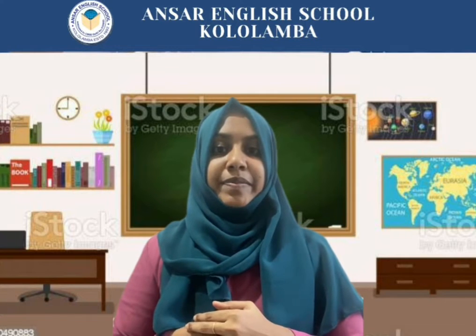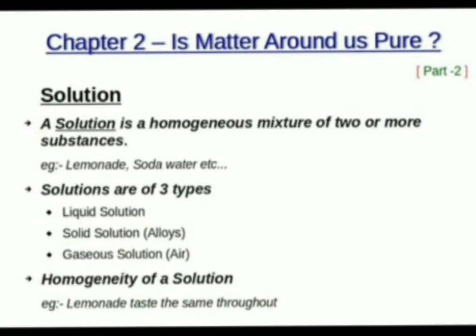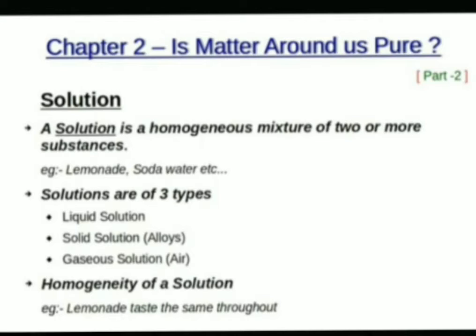Let's start. In the previous class, we studied about the mixtures. We know that mixtures are two types, homogeneous mixture and heterogeneous mixture. So, today we are going to study about colloids and suspension. Before knowing about colloids and suspension, we want to become familiar with solution.